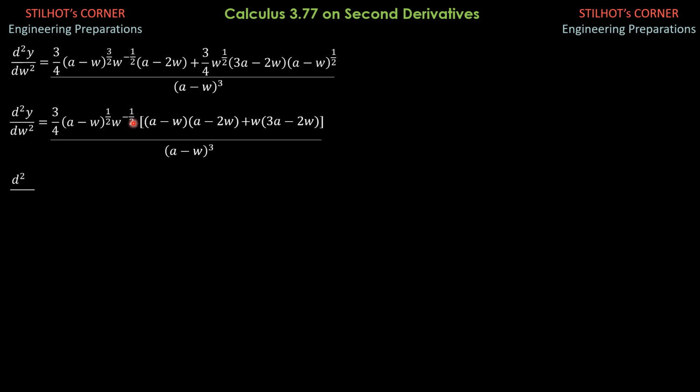Let's copy this first. So second derivative of y with respect to w equals 3/4 quantity a minus w to the 1/2 to the negative 5/2, by the way, because we combine this and we put this in the numerator. Negative 3 plus 1/2 is negative 5/2. Then w to the negative 1/2, then times quantity a square, negative 2aw, negative aw. So negative 3aw, a square minus 3aw plus 2w square plus 3aw minus 2w square.